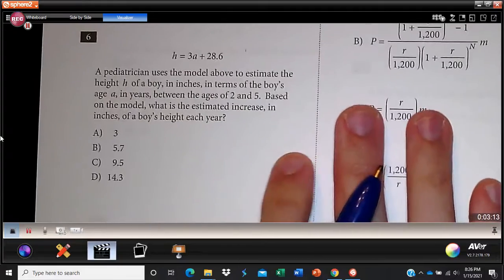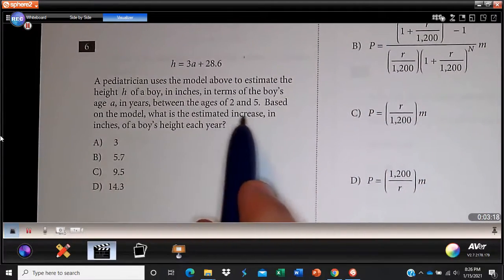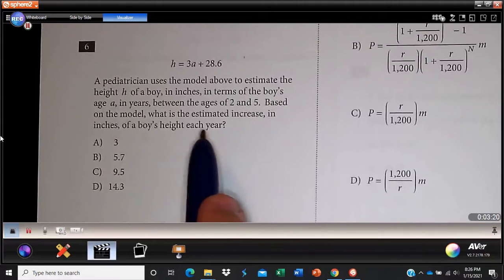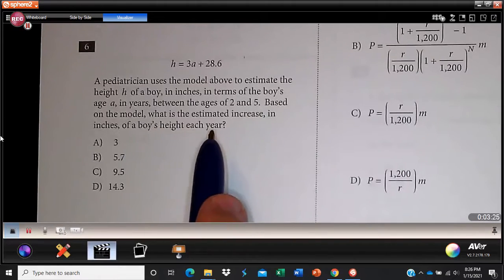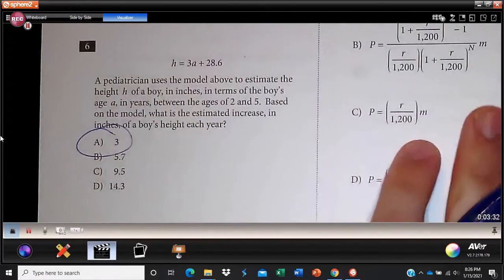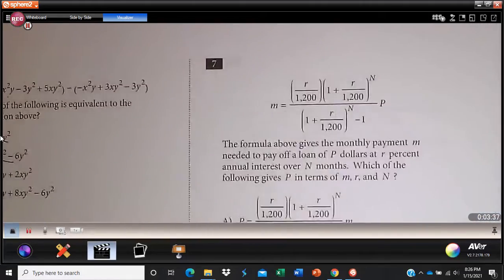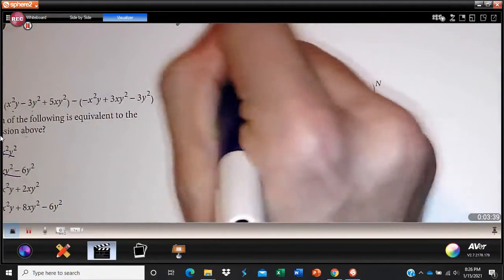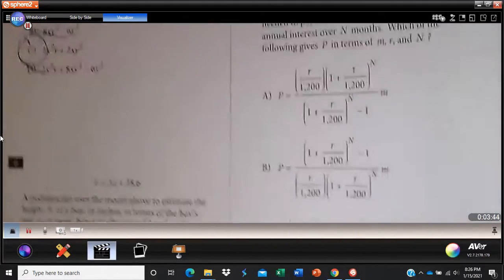Okay, move on. I have an equation, I'm not going to read this. Based on the model, what is the estimated increase in inches of a boy's height each year? The increase each year, that's slope terminology. So it's asking what the slope is. The slope is 3. Okay, 7. I'm going to skip this one because it looks like a pain, but I'm going to mark it to come back to. All of the answer choices are just all over the place. That one could take some time.